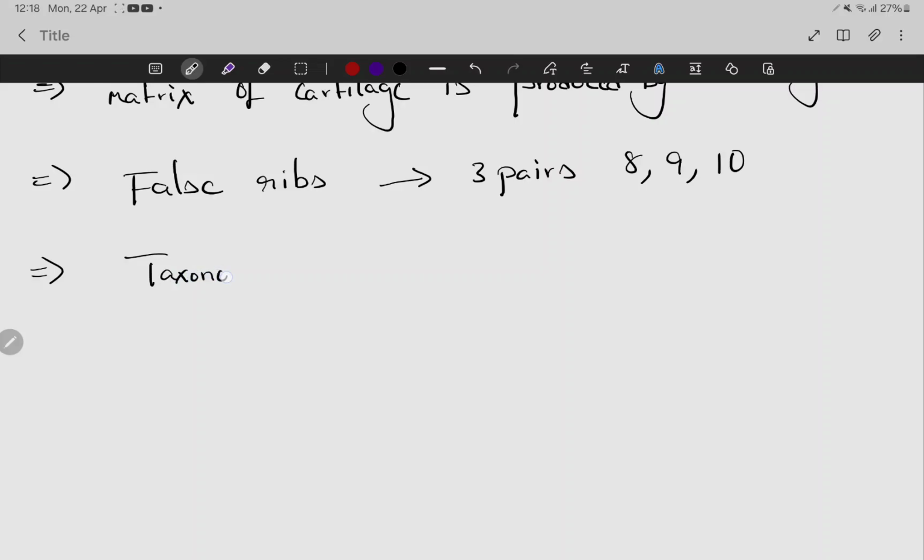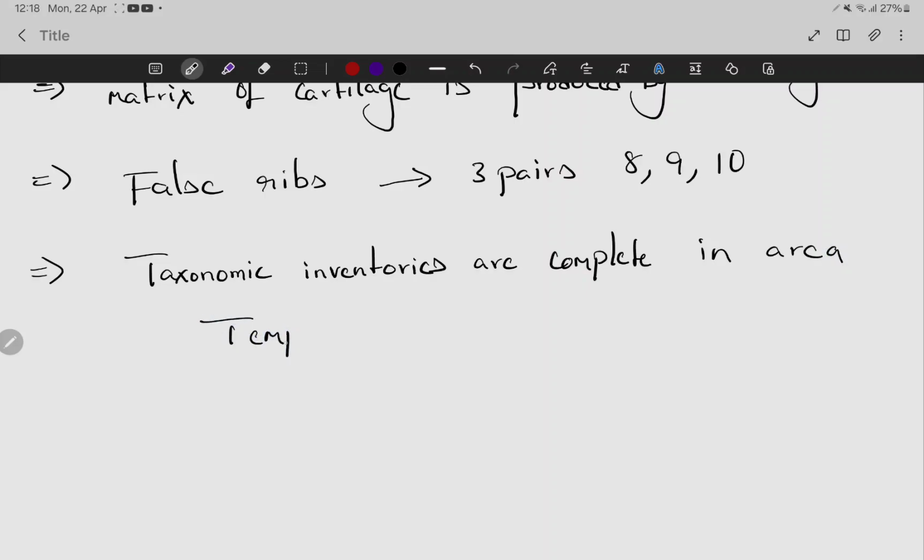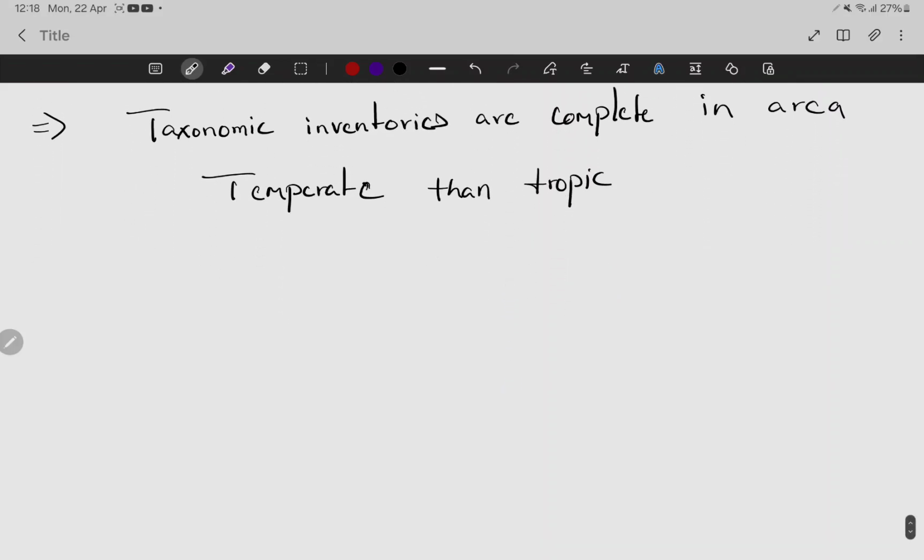Taxonomic inventories are complete in temperate area than tropic. In 2011, the world population is 7.2 billions.